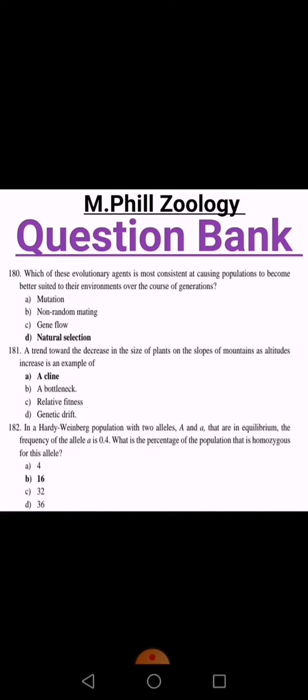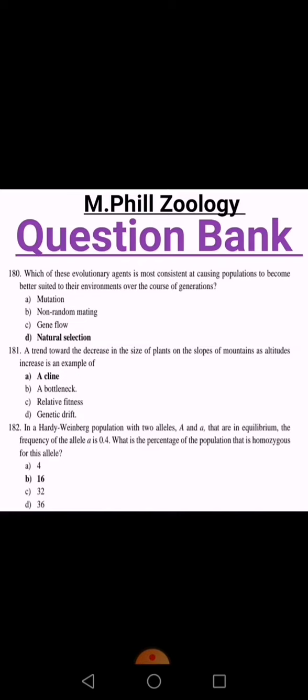D is right. A trend toward the decrease in the size of plants on the slopes of mountains as altitude increases is an example of a cline. So A is right. In a Hardy-Weinberg population with two alleles, A and a, that are in equilibrium, the frequency of the allele A is 0.4.